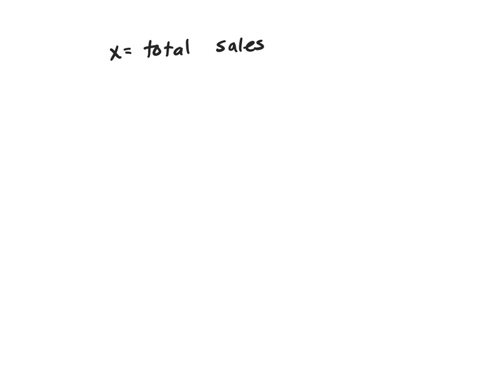So I'm going to let X be total sales because that's what I'm trying to find. And she earns $240 plus 5% of the amount of her total sales that exceeds $800. So I need to find the difference, X minus 800, and that's what she gets 5% on.